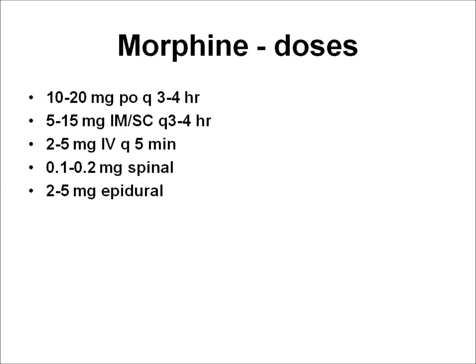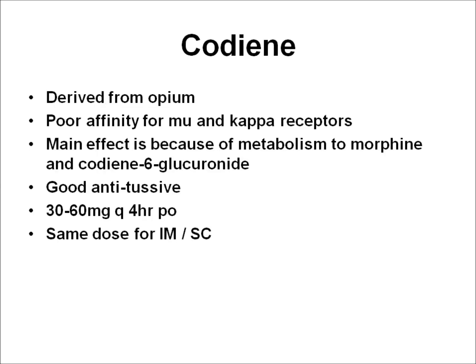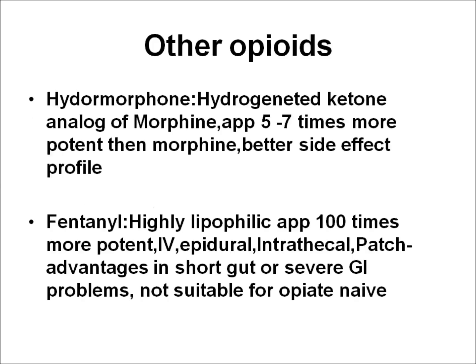Morphine can be given by multiple routes, and the route used should always be the least invasive route. Codeine is a weak opiate and exerts its action because of conversion to two active compounds, i.e. morphine and codeine 6-glucuronide. It certainly has good antitussive properties and can be used for mild to moderate pain. The two other commonly used opiates are hydromorphone and fentanyl.